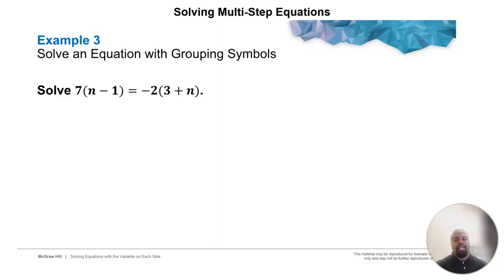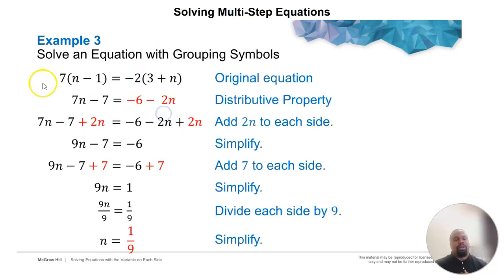So what you want to do is take the number outside of the parentheses, multiply by each term. So we're going to do 7 times n and 7 times -1. And on the right side, you're going to do -2 times 3 and -2 times n. So it's going to leave you with 7n minus 7 equals -6 minus 2n. Now you have variables on both sides of the equal sign.